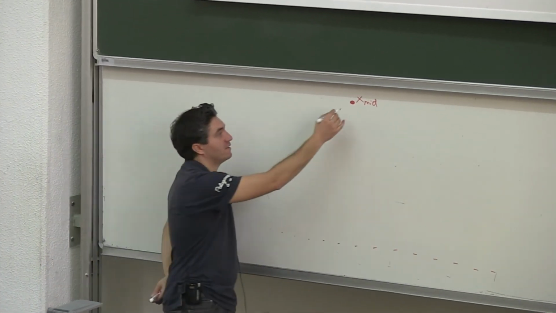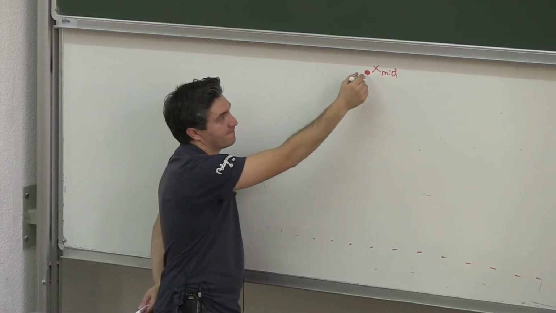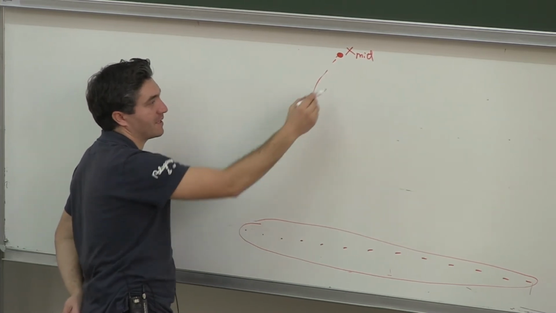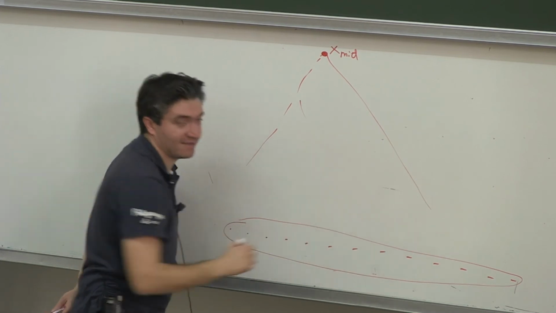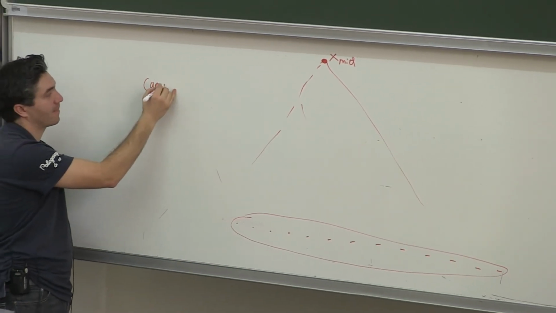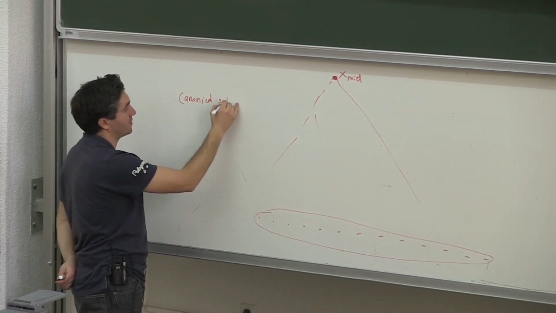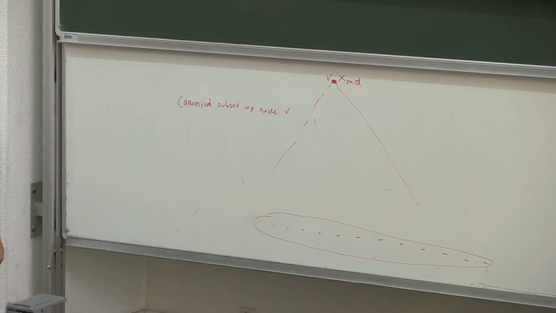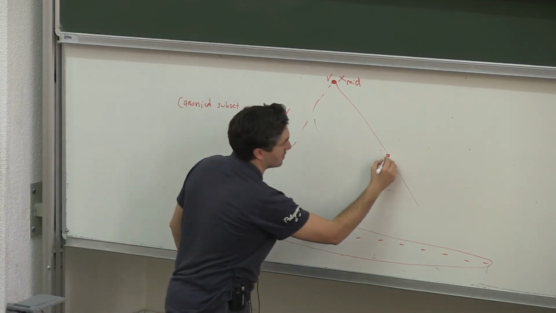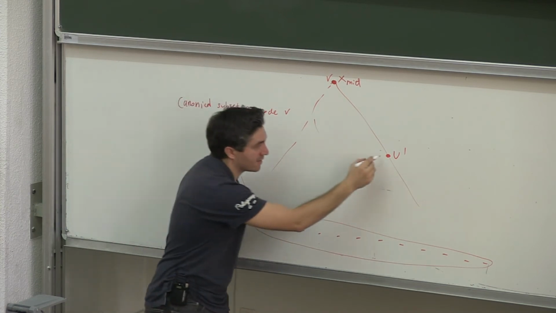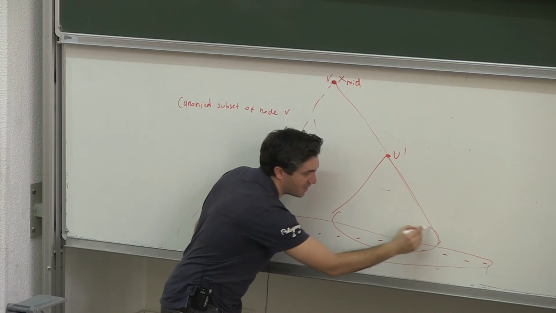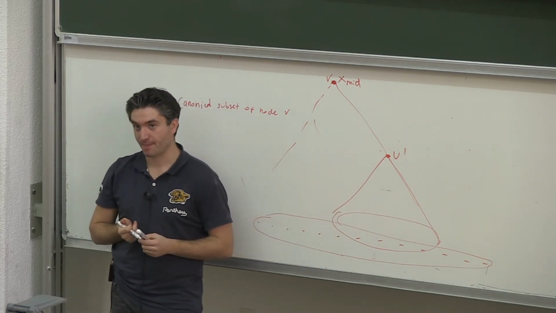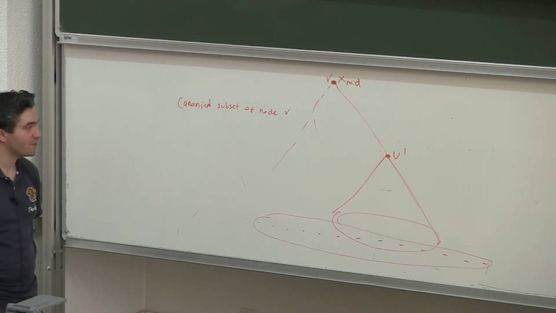Now, given the subtree rooted at this node, which I'll name V, all the leaf nodes of this subtree are called the canonical subset of node V. In other words, if I look at an intermediate node V prime here, the subtree rooted at this V prime, all the leaf nodes included in this subtree are going to be the canonical subset of V prime.